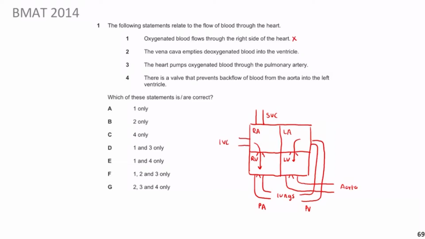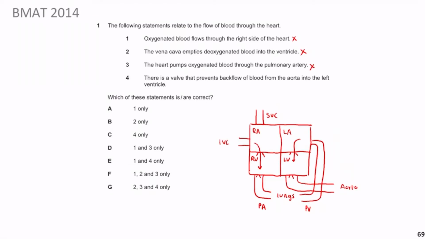You see, guys, also, what I'm trying to do is I'm revising as I'm going along. Although that question's wrong, I'm correcting it just to make sure I understand how the system's working. And it says the vena cava empties deoxygenated blood into the ventricle. That's wrong because it goes to the right atrium, so that can't be right. It says the heart pumps oxygenated blood through the pulmonary artery. No, it actually pumps deoxygenated blood through the pulmonary artery, isn't it? So that has to be wrong.